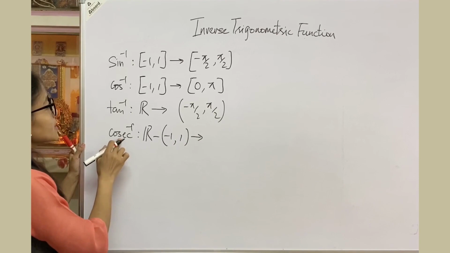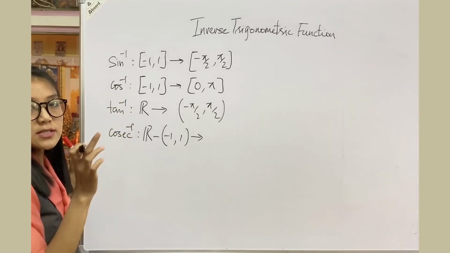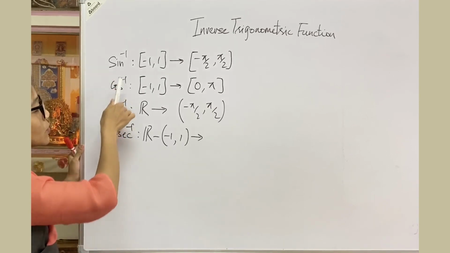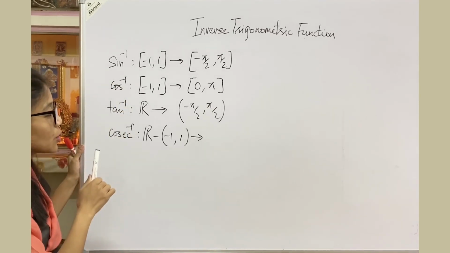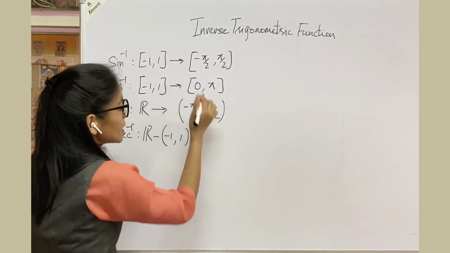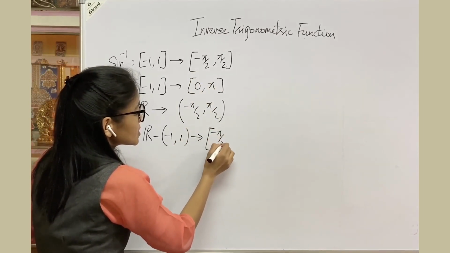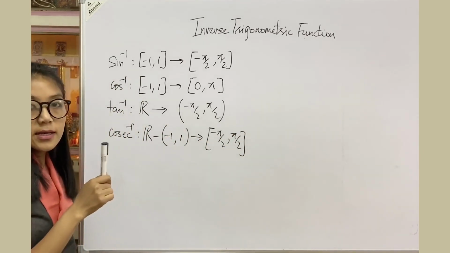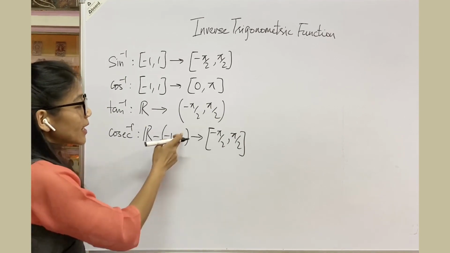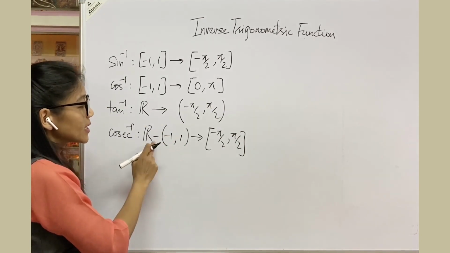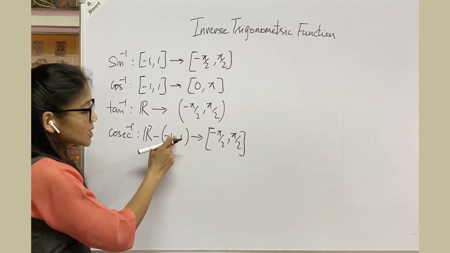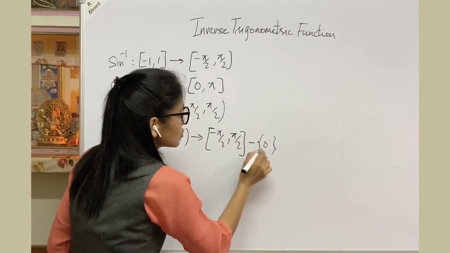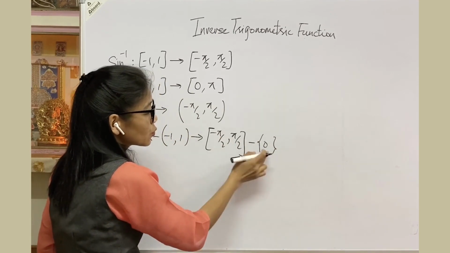Cosec inverse is related to sine inverse the way cosec is related to sine: they are reciprocals of each other. The range here is the closed interval -π/2 to π/2, but we know that cosec is not defined at 0, since 0 comes in this interval. Therefore we have to exclude 0.